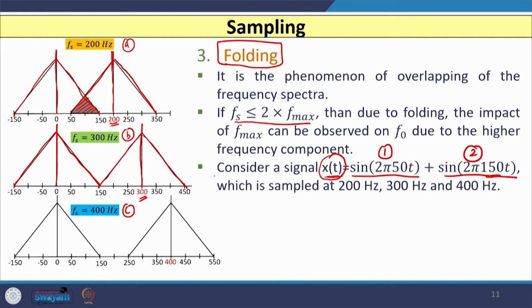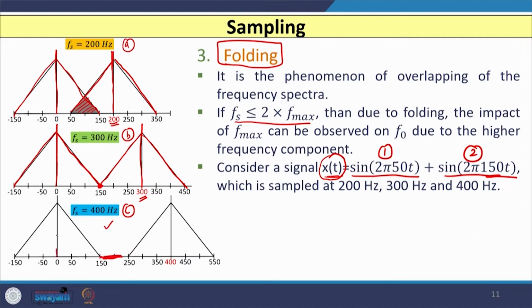So, 150 and 450. So, then you will have this point. So, you will get the same output, the second type of error. And third, if we acquire this same x(t) signal at fs equal to 400 hertz, here the Nyquist criteria is followed, and you can see there is no overlapping here, right.